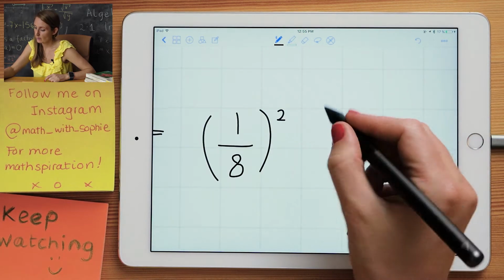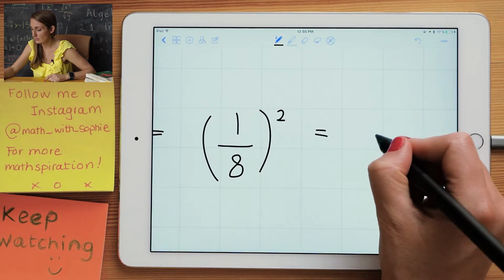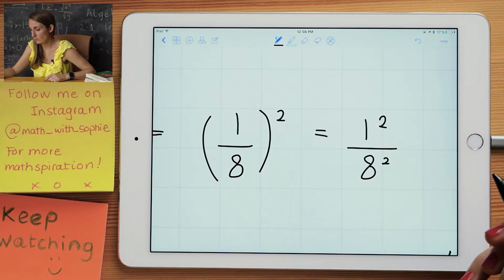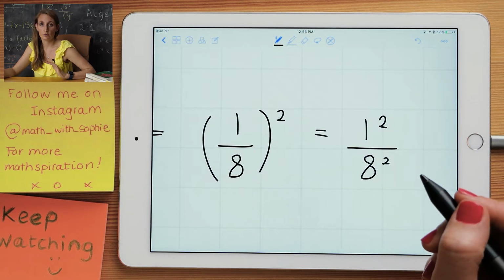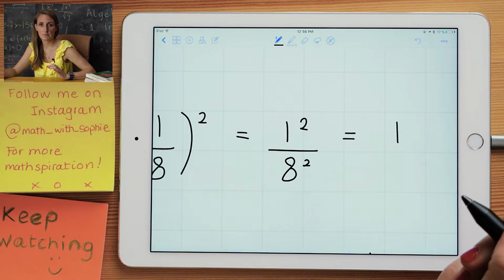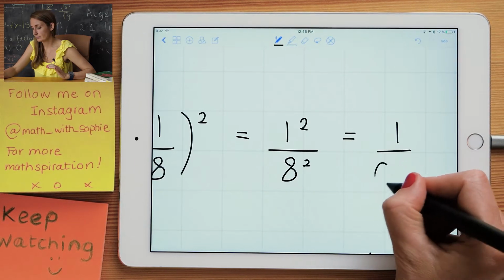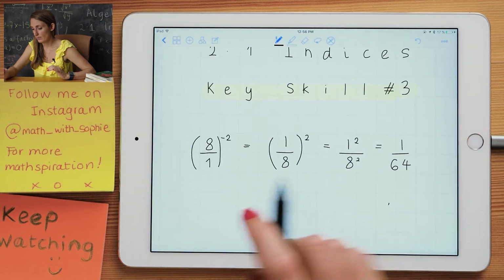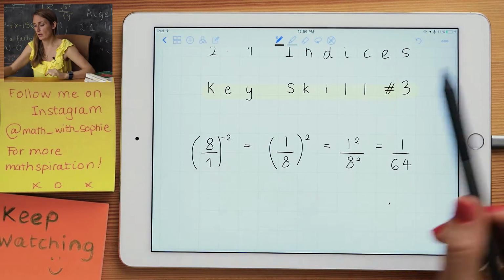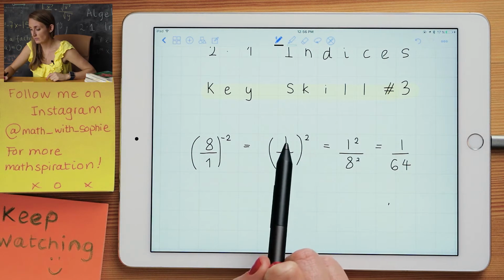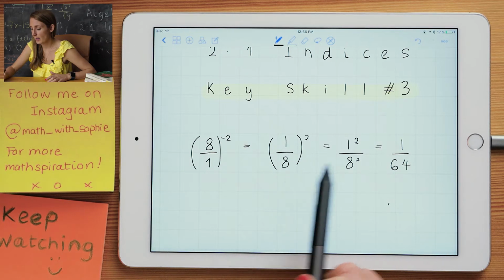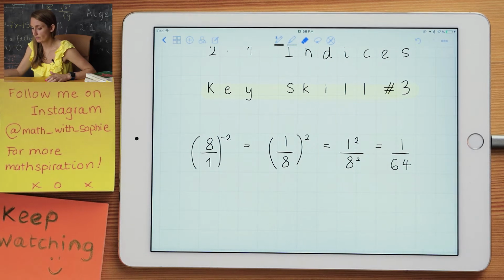So we have 1 squared divided by 8 squared. 1 squared is 1 times 1, which is 1, and 8 squared is 8 times 8, which is 64. So 8 changes to 8 over 1. You flip it upside down. You change your power from a negative to a positive, and then just like we did in the last video, you put the squared on both the 1 and the 8, and you keep working your answer through.